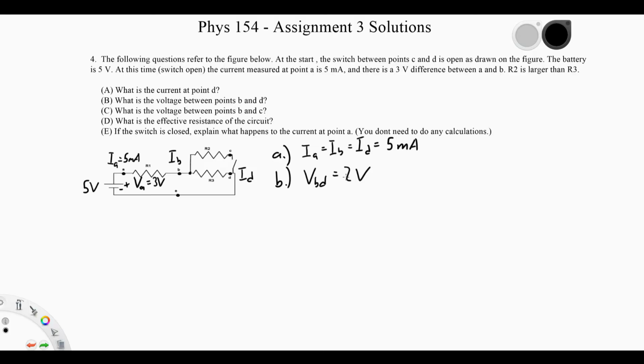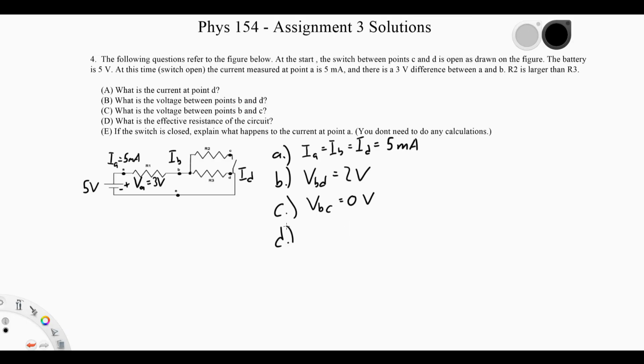Okay, moving on to part C. What is the voltage between points B and C? So in this case, we're still talking about the switch being open, which means there's no current flowing up through the top portion. Because there's no current going through there, that means there is no chance for us to lose any energy across this resistor, which means the voltage at point B is going to be the same at the point C. It means the potential between them, points BC, is 0. There's 0 volts across them.